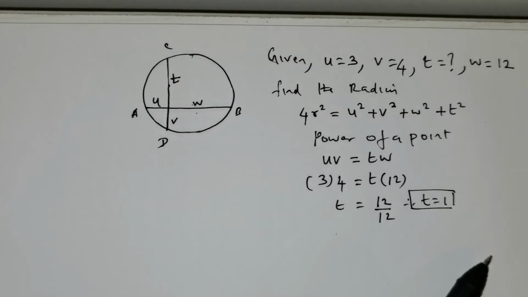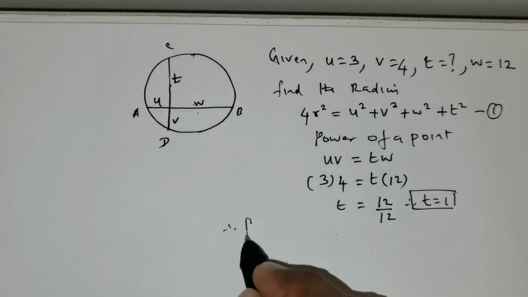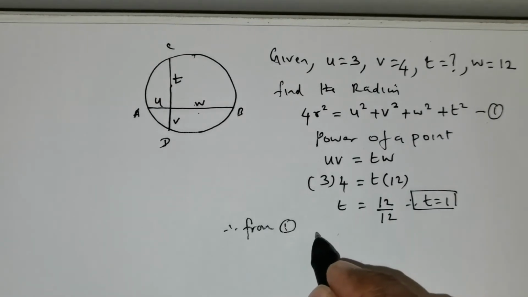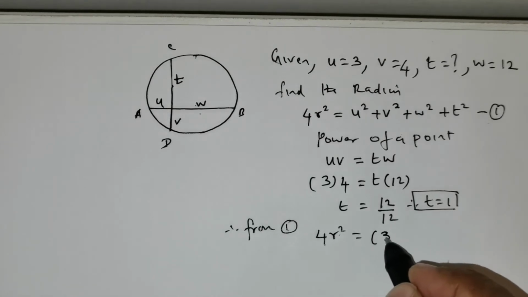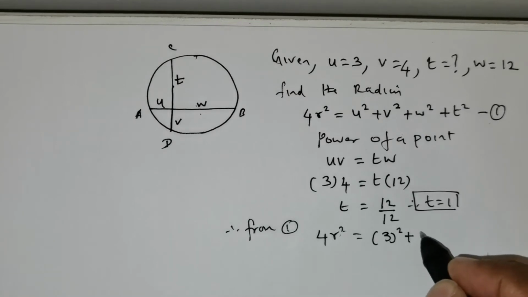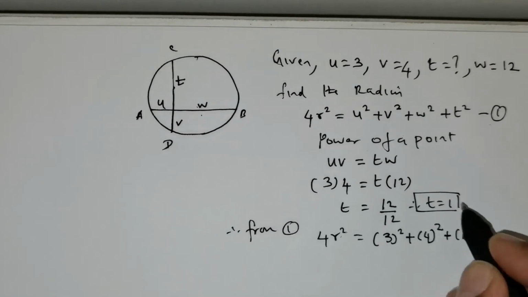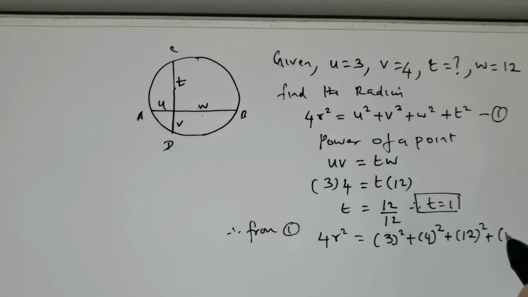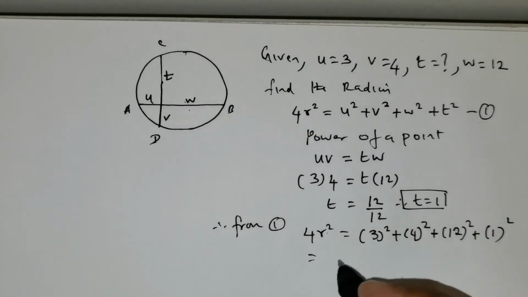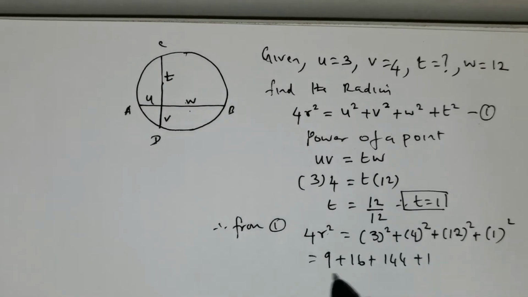So having obtained the value of T, using this formula, we can now have 4 times R squared is equal to U is 3, that's going to be 3 squared. V is 4, that's going to be 4 squared. W is 12, that's 12 squared. Of course, T we have already found, that's going to be 1 squared. So now simplifying, 3 squared is 9, 4 squared is 16, 12 squared is 144, 1 squared is 1.